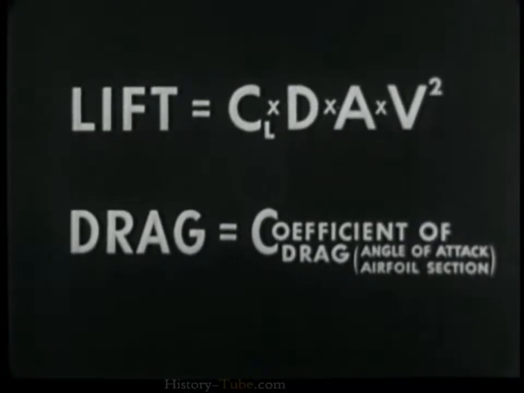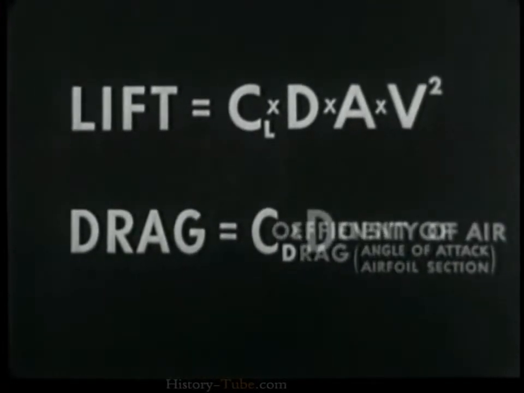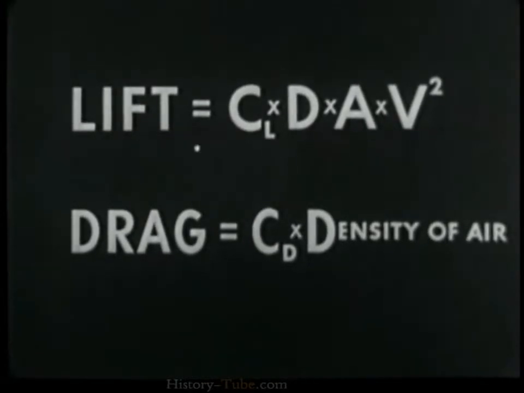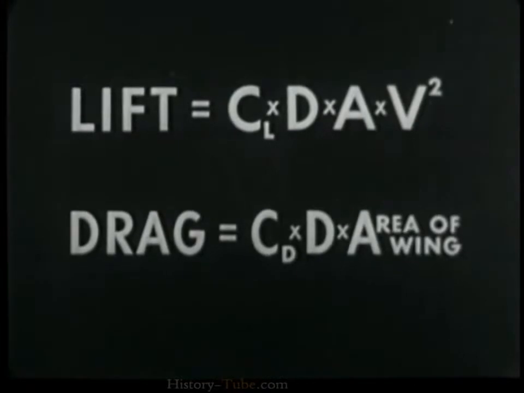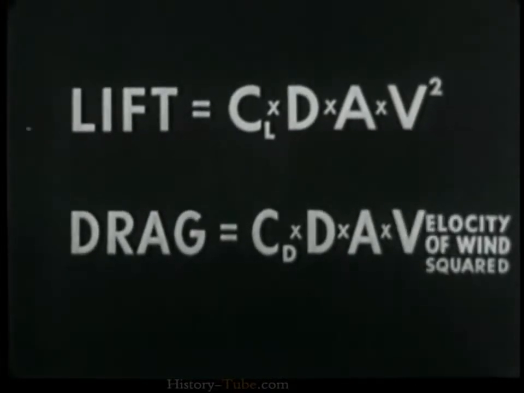Drag equals the coefficient which is determined by the angle of attack and shape of the airfoil, multiplied by the density of the air, multiplied by the area of the wing, multiplied by the velocity of the wind squared.